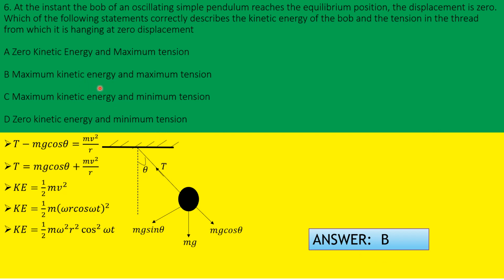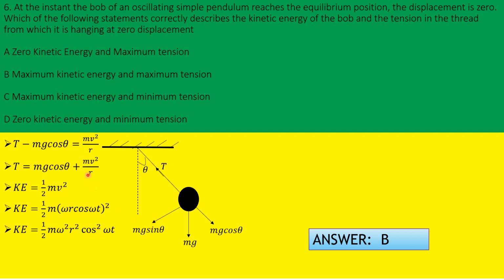So maximum kinetic energy and maximum tension. Now we're talking about the equilibrium position, right? So come here. At the equilibrium position, of course, theta, the angle the particle makes from this vertical, is actually 0. So we put in 0 here, and we actually have 1. So you notice that the kinetic energy is maximum at this equilibrium position.